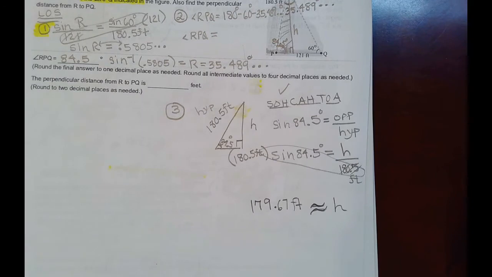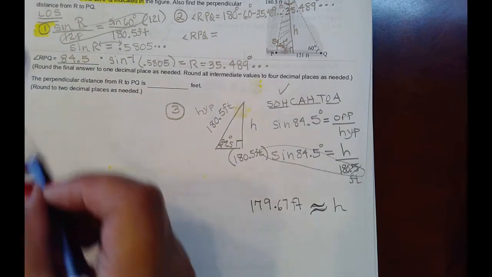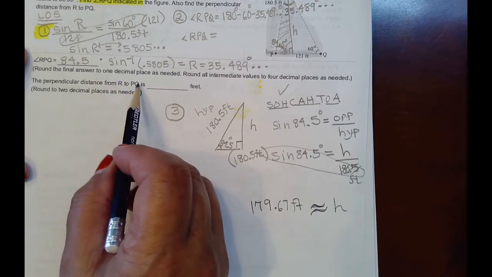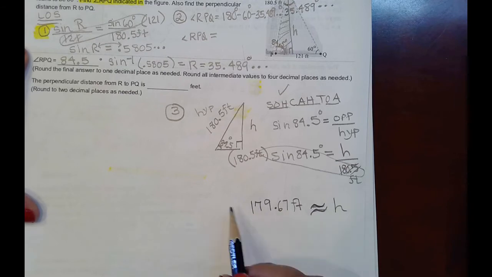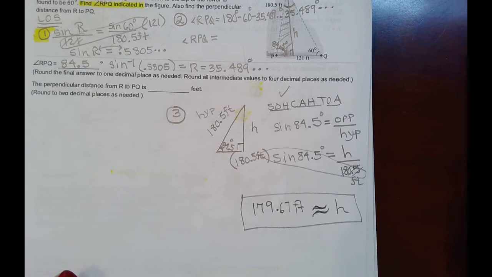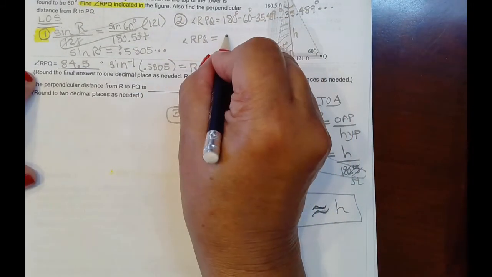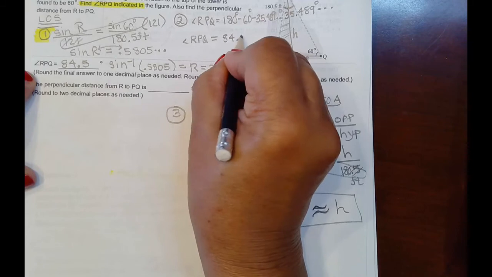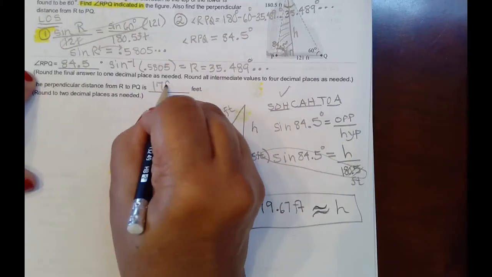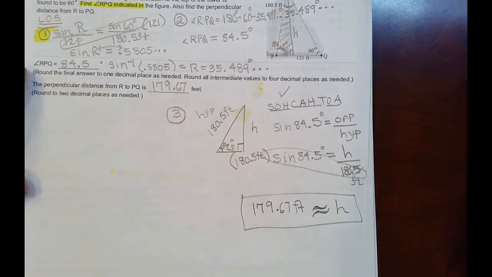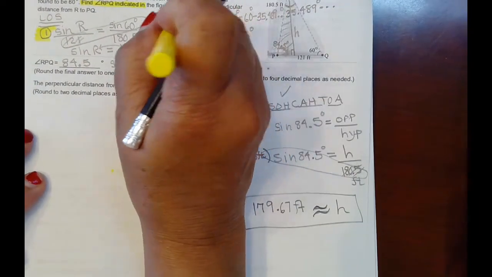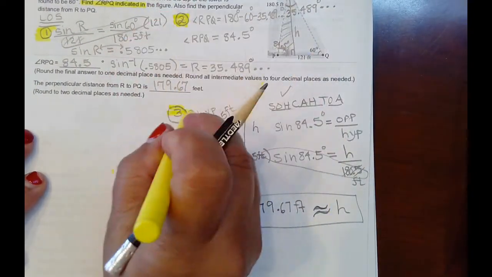So we have answered the second question as well. What is the length of the perpendicular? The perpendicular distance from R to PQ, which is this H I just found. Okay, so 179.67 feet. Okay, so that completes that three-part problem, all three steps absolutely necessary.